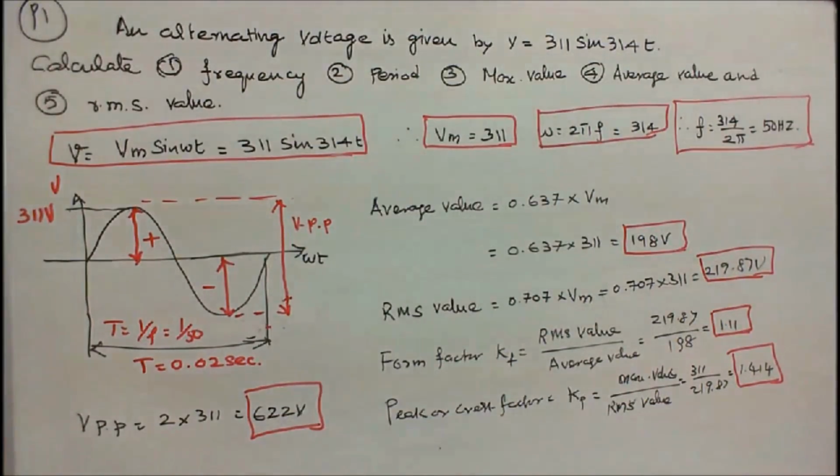I can also find the peak to peak voltage. This is 311, this is 311. So peak to peak is 2 into Vm, 2 into 311, that is equal to 622 volts.